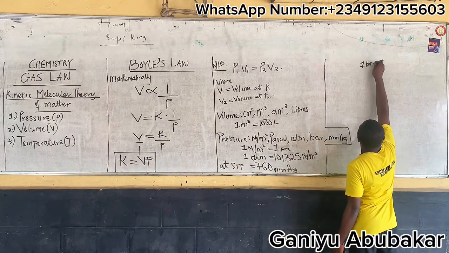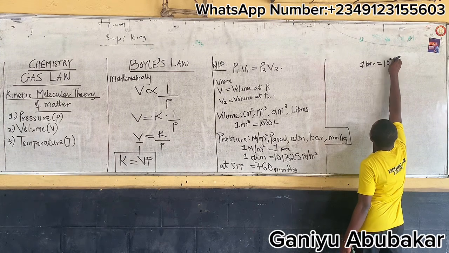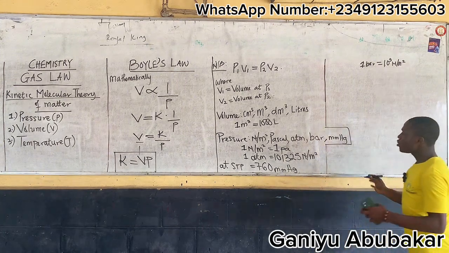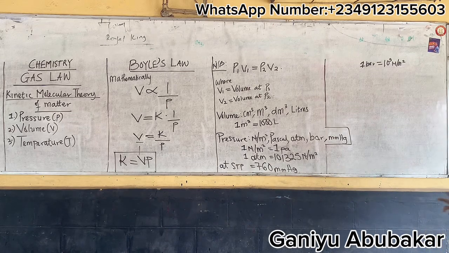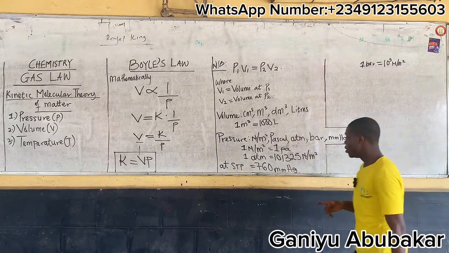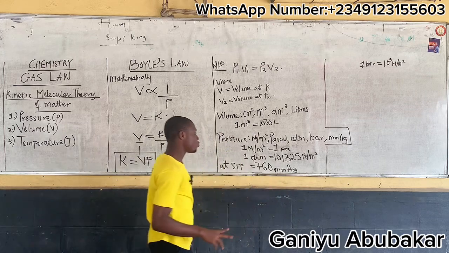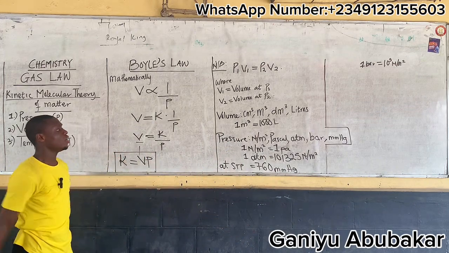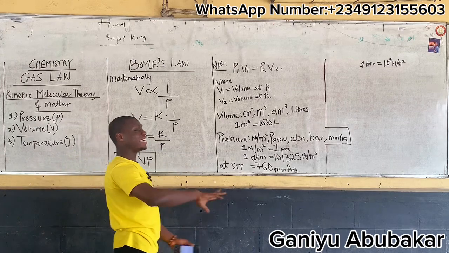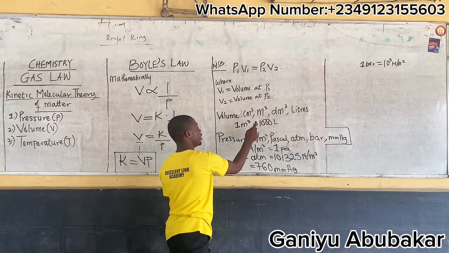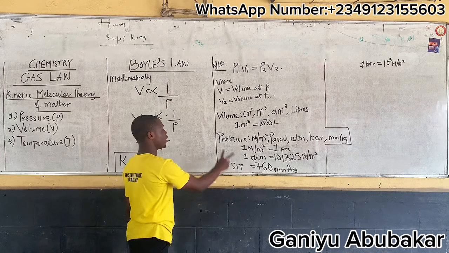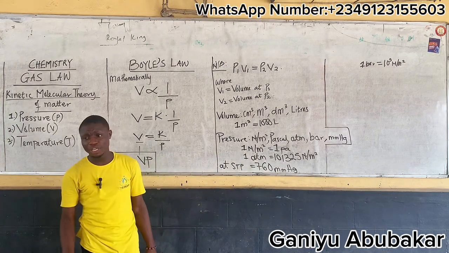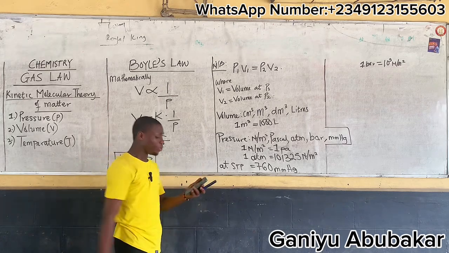Also note that 1 bar is 10 to the power 5 Newton per meter squared. Note this relationship and how this stuff works. They are very important for conversion's sake. So I have volume and its SI units, and in case of conversion we have pressure and its several units and also the conversion values.